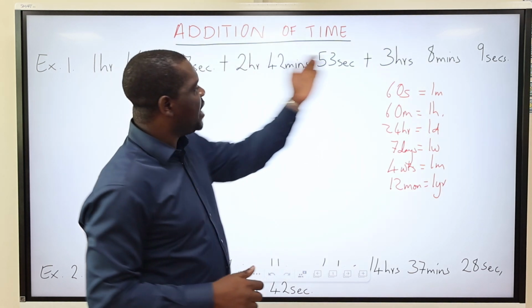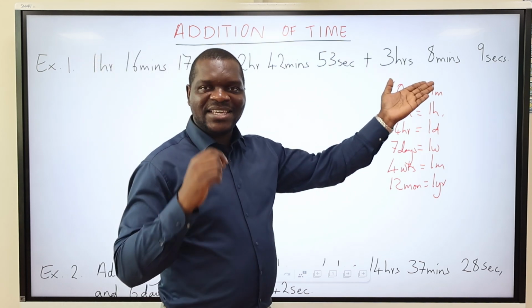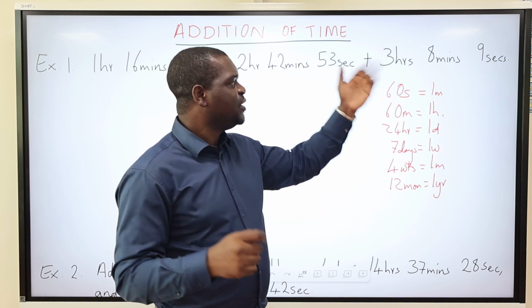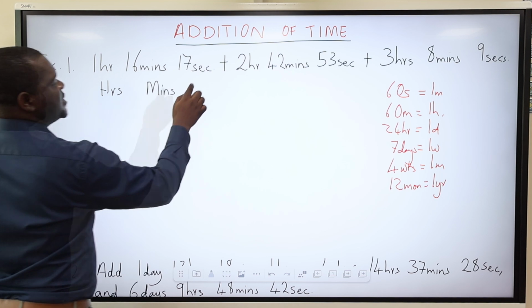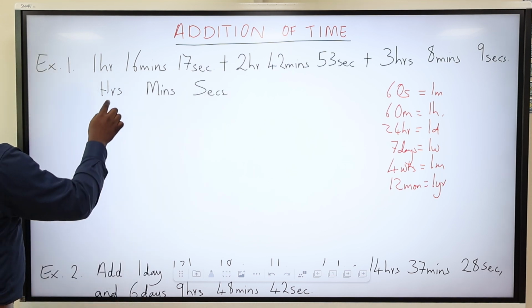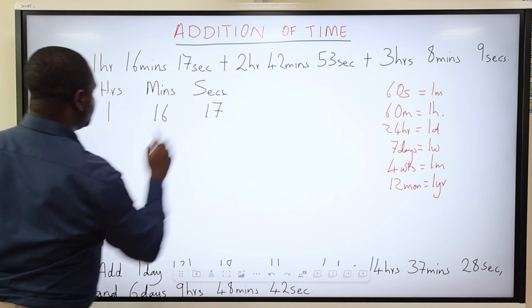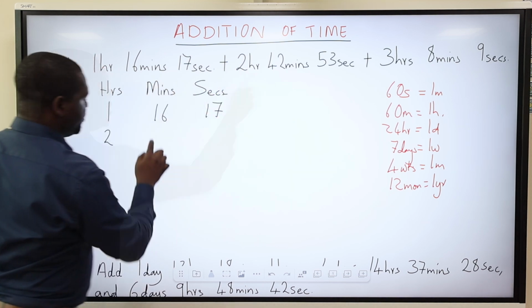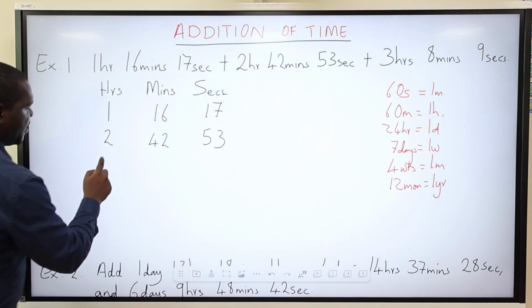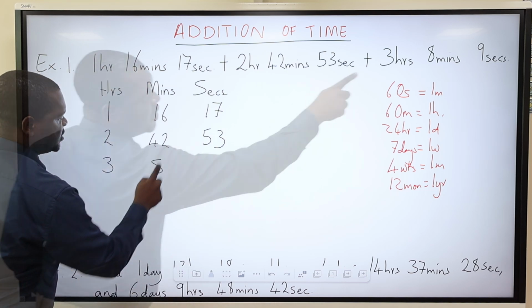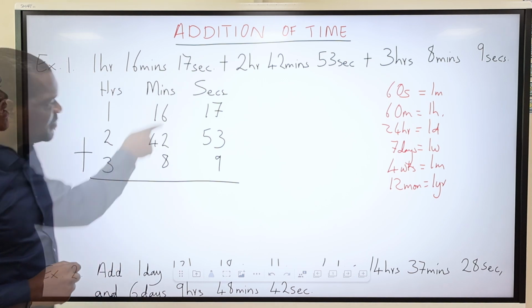So let's rearrange this vertically and add, because when it's horizontal, it's a little bit difficult or challenging to add. We are going to put hours here. We put minutes, we put seconds. So for hours, we have the first, hour 1, minutes 16, seconds 17. Next, we have 2 hours, minutes 42, seconds 53. And the last one over there, hours, we have 3, minutes 8, seconds 9. Let's follow up closely to see what happens here.